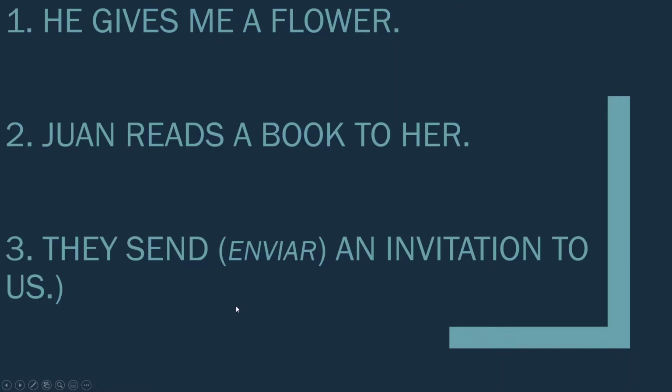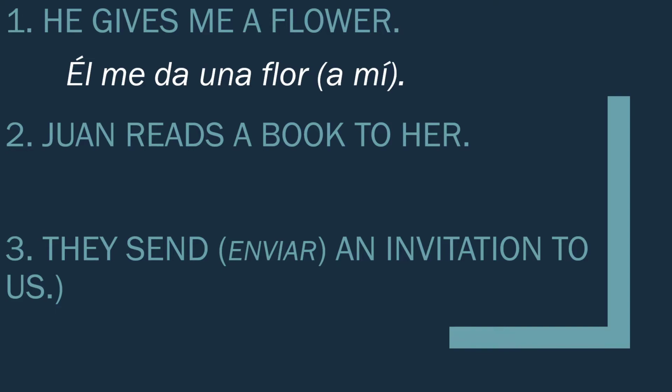All right, we're going to practice this for a little bit. He gives me a flower. He gives is the verb, the subject and the verb, so that's how you're conjugating gives. To whom? To me. So me needs to go in front of that verb, and then you finish your sentence: flower. Él me da una flor. And if I wanted to, I could put a mí there, and it would be perfectly fine. We just don't do that often.